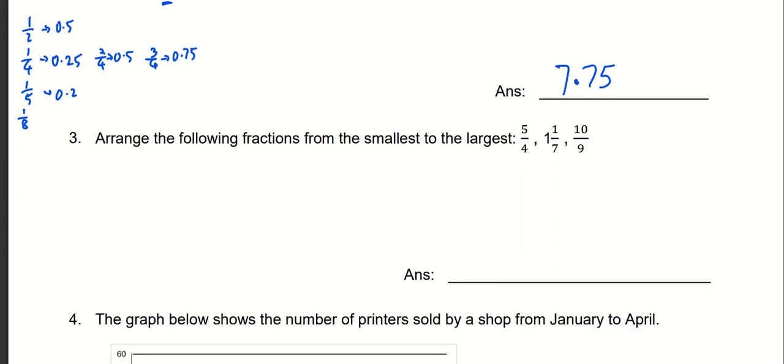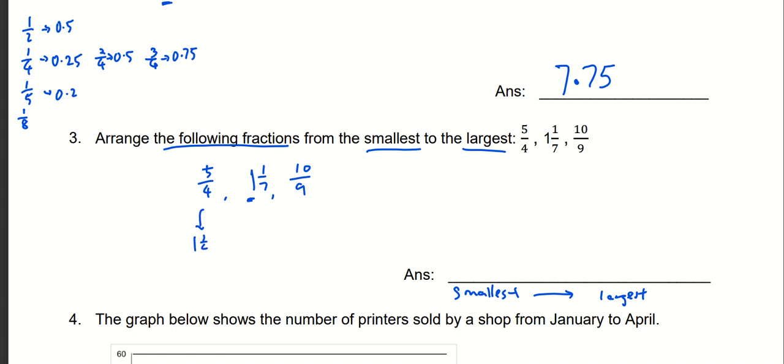Okay, question number 3. We have arranging the following fractions from the smallest to the largest. You have 5/4, 1 1/7, 10 ninths. You can see that you can convert them all from improper fractions to mixed numbers. So 5/4 is 1 1/4, 1 1/7 stays, and then 10 ninths is 1 1/9.